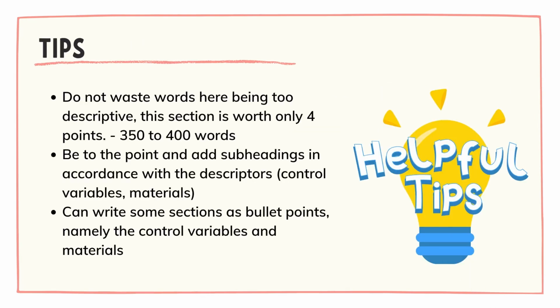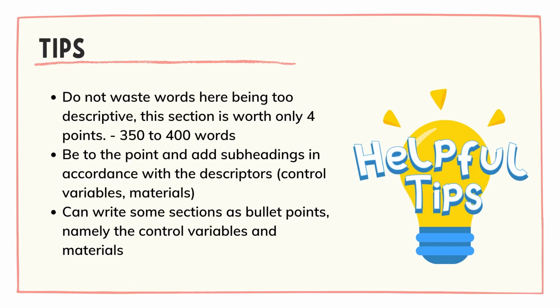In terms of tips, the exploration is only worth 4 out of 22 marks of your IA. So it is important to allocate an appropriate number of words to this section so then you can actually prioritize in-depth evaluation later on, right? So the number of words I would recommend to allocate to this section is about 350 to 400 words. I believe this is sufficient for you to be able to explain your choices in detail, but still have enough words to, let's say, do your evaluation later on.